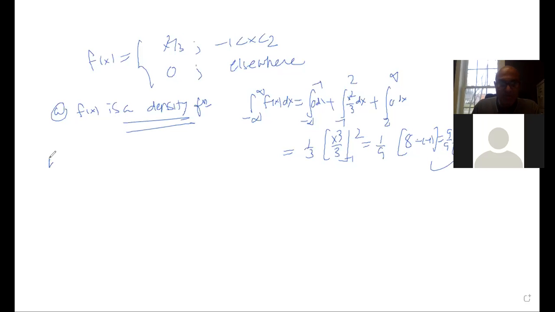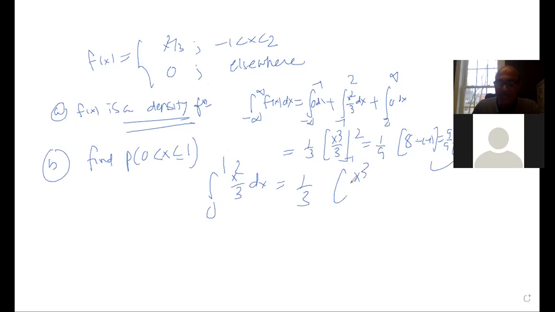And my part B says find the probability of 0 less than x less than or equal to 1. So in the integration, I just need to change the limits to 0 to 1 of x squared by 3 dx. Again, it is 1/3, and here it is x cubed by 3 from 0 to 1. So that is equal to 1/9. So this is the probability between 0 and 1.